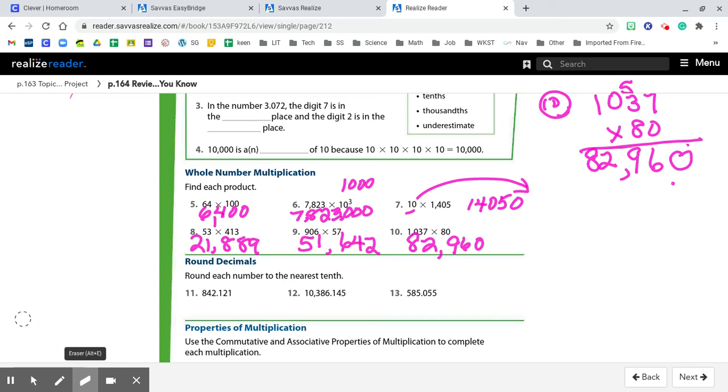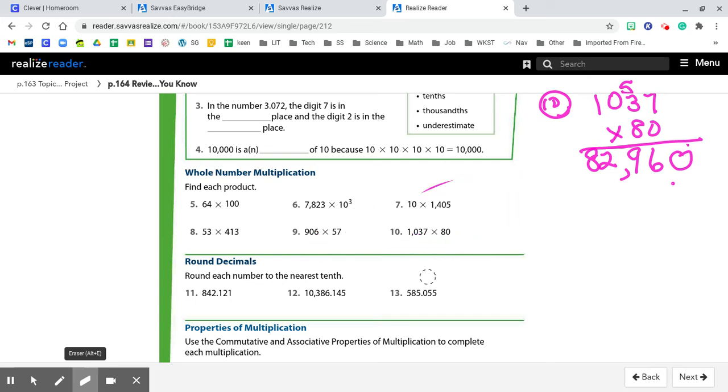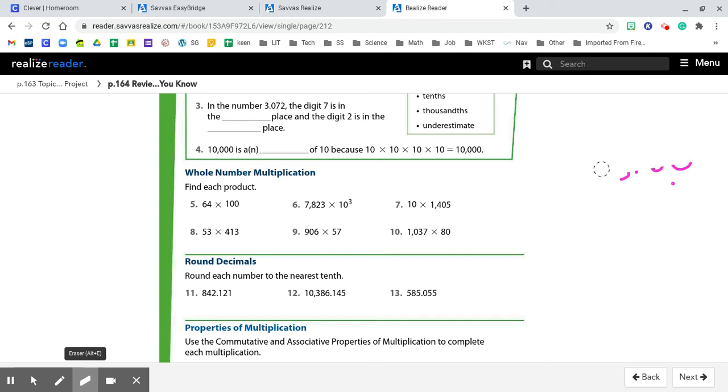Check your partial products and then check your final answer. Take your time. Make sure if you do make an error in the computation, you understand where the error is.